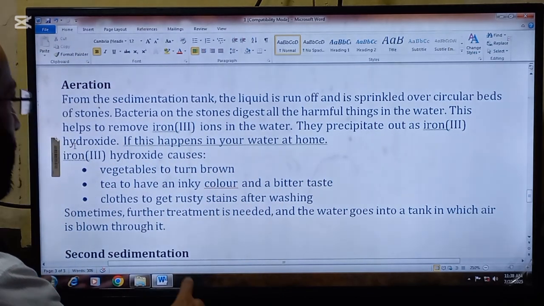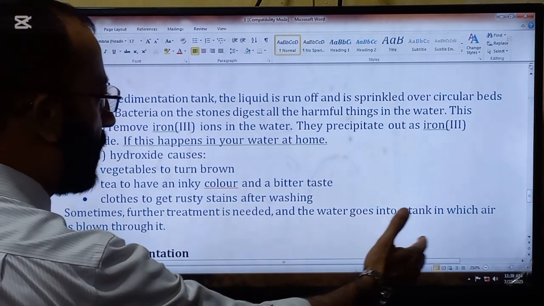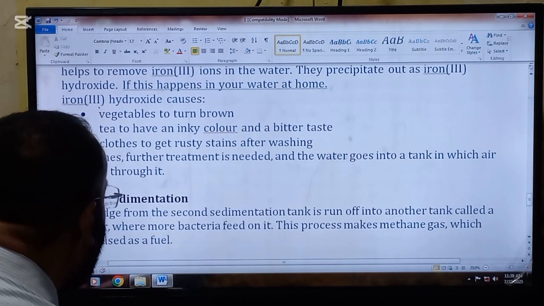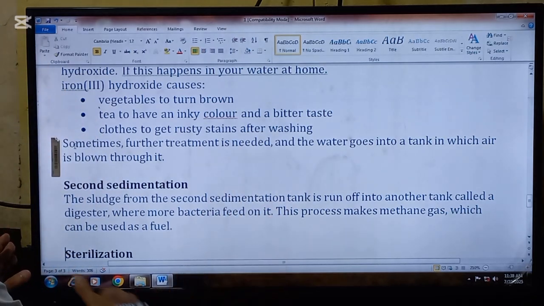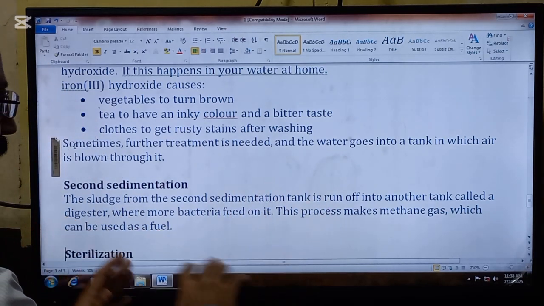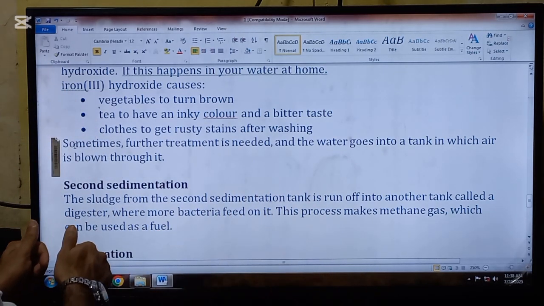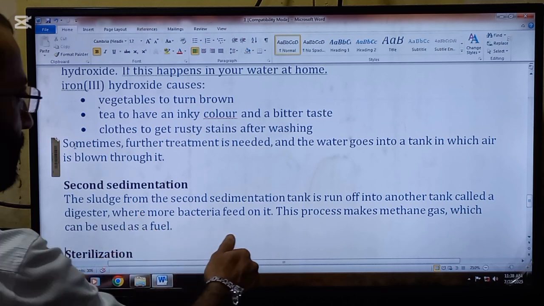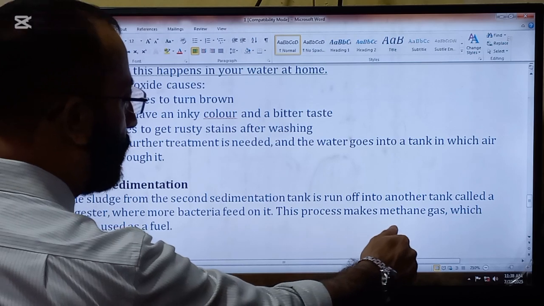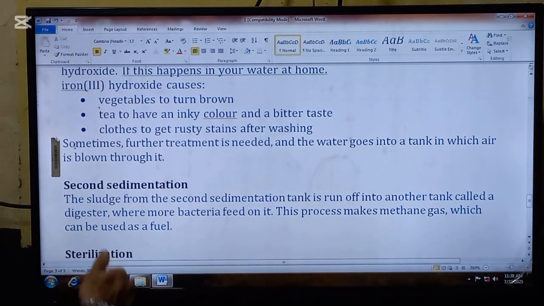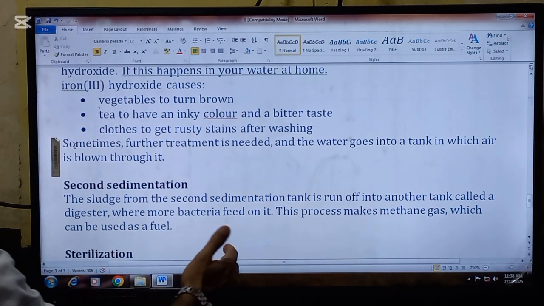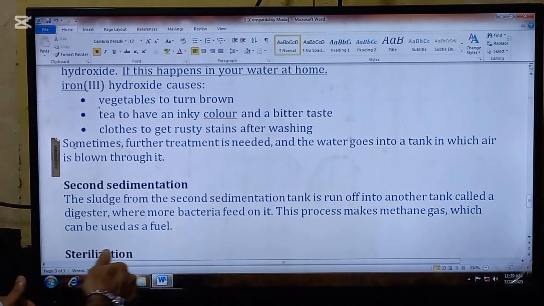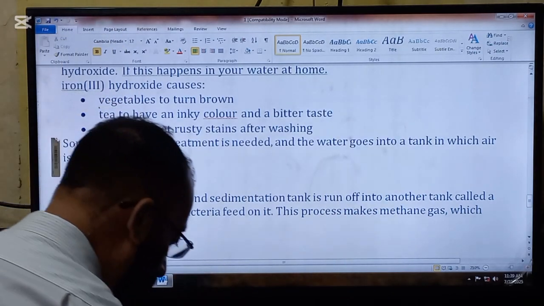Sometimes further treatment is needed and the water goes into a tank in which air is blown through it. But this is not enough. Then the water is processed through a process called second sedimentation. The sludge from the second sedimentation tank is run off into another tank called a digester, where more bacteria feed on it. This process makes methane gas, which can be used as a fuel.